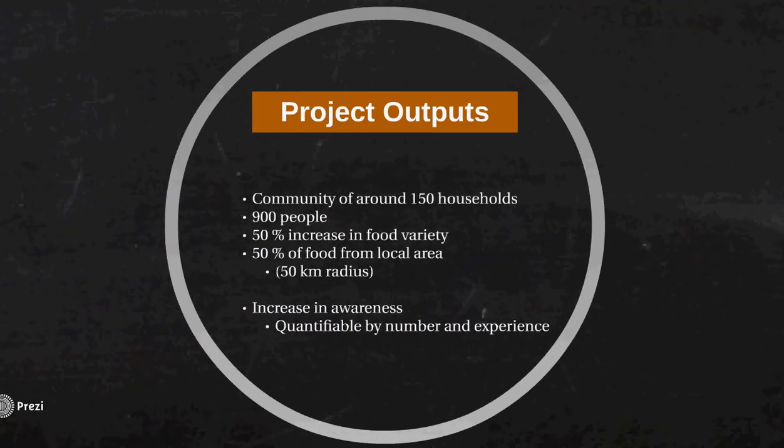The community that we are working with consists of around 150 households, making the total permanent population around 900 people. Therefore, in order to address the issues outlined above, we are aiming to achieve the following outputs. In regards to food security, we aim to increase households' consumption of 50% greater variety of food than that which is currently consumed, and that at least 50% of this food is coming from the local area, which is set at being within a 50-kilometer radius.